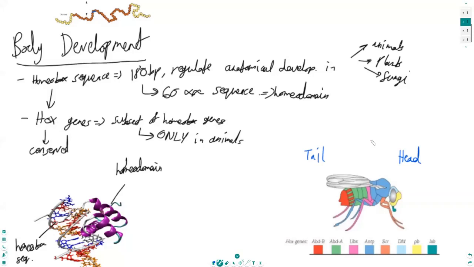For example, it's a really weird example that they give in the textbook. In the head of Drosophila, instead of the antenna, you get legs on the head. And there's a really gross image in the textbook showing you what that looks like. It's weird. But it shows how crucial these HOX genes are.